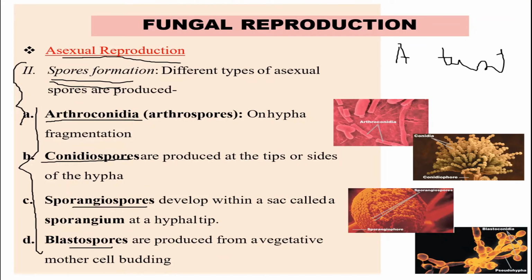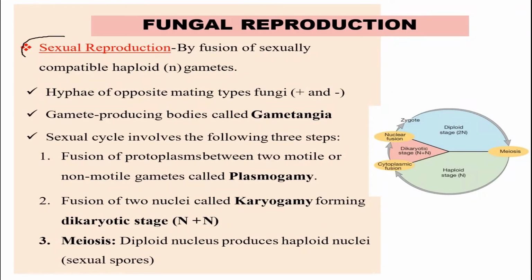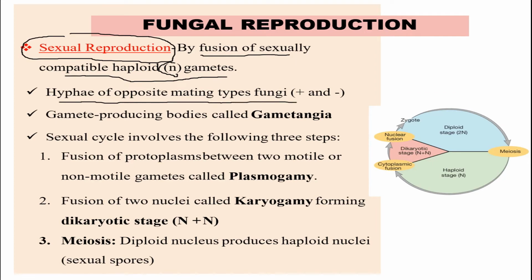Moving on, talking about sexual reproduction, some of the sexual reproduction methods would be by fusion of sexually compatible haploid gametes. These would be haploid gametes, not diploid gametes. They multiply with the help of fusion of the hyphae of opposite mating type fungi. The gamete producing bodies are known as gametangia. Their sexual cycle involves the following three steps.